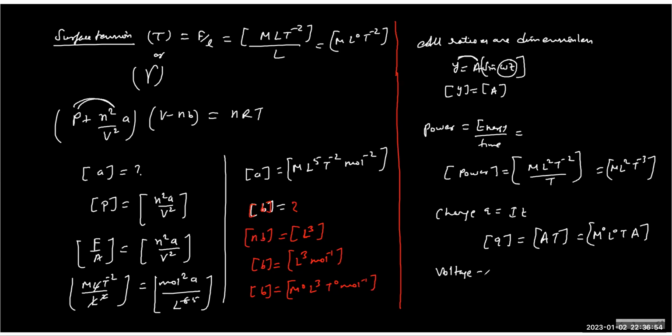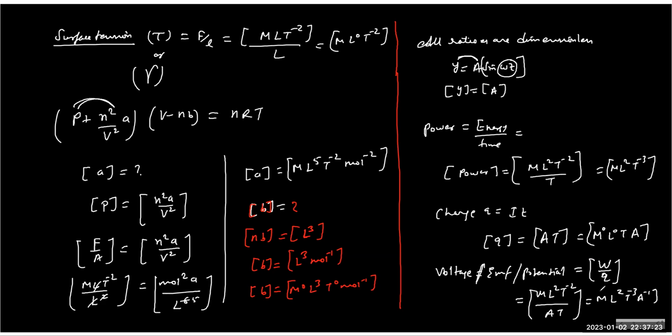Voltage. So voltage or EMF or whatever potential, all will be equivalent to work done upon charge. Work done is... Electric field. The electric field is F by Q.